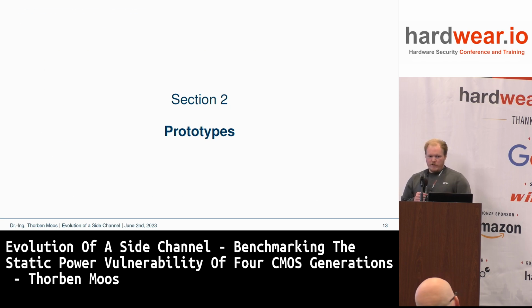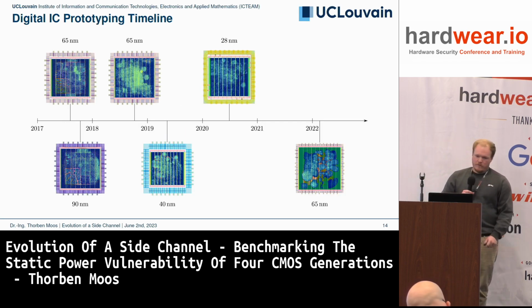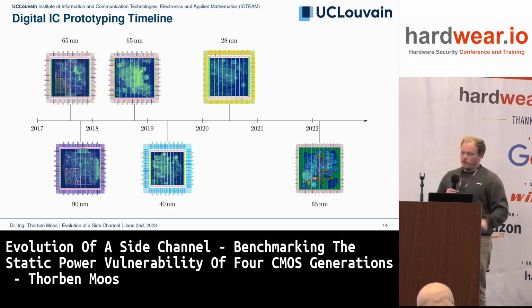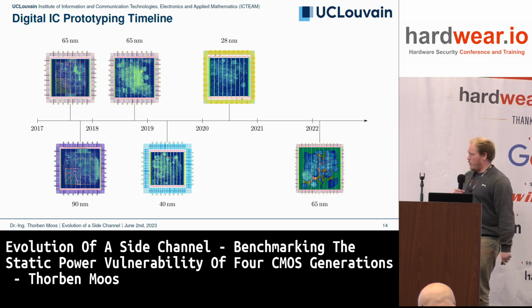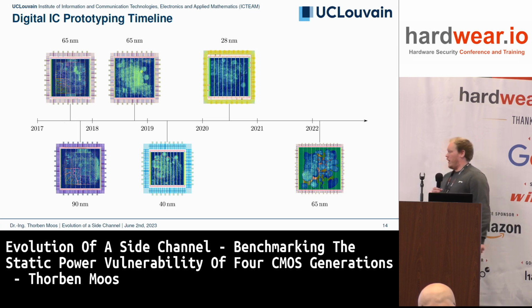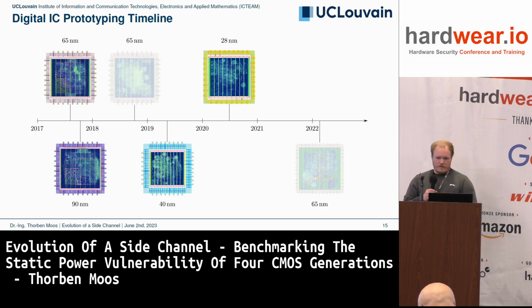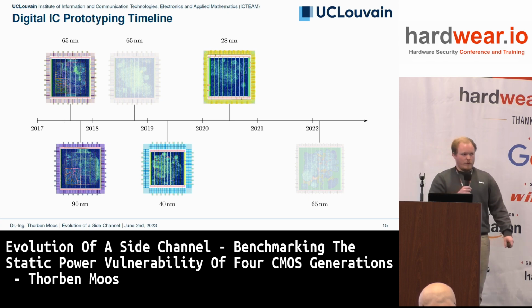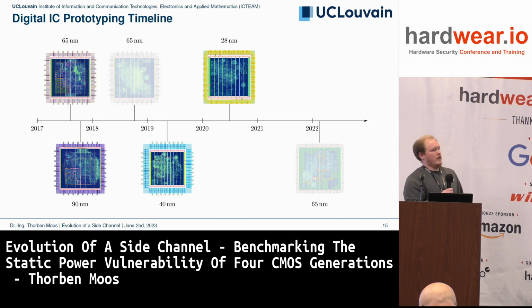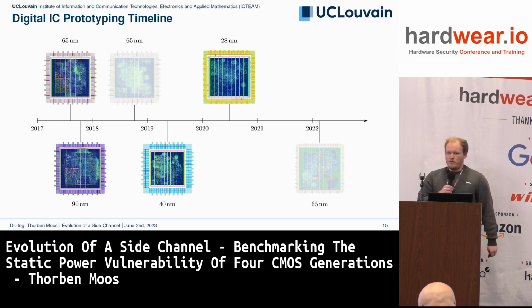Next, I want to talk about the prototypes that we have developed. So this is the digital IC prototyping timeline during my PhD. I did 6 different chips. In this talk, I will only talk about 4 of them because they are all in progressively smaller CMOS feature sizes. I cannot tell you which foundry it is, but I guess it's not too hard to figure out.